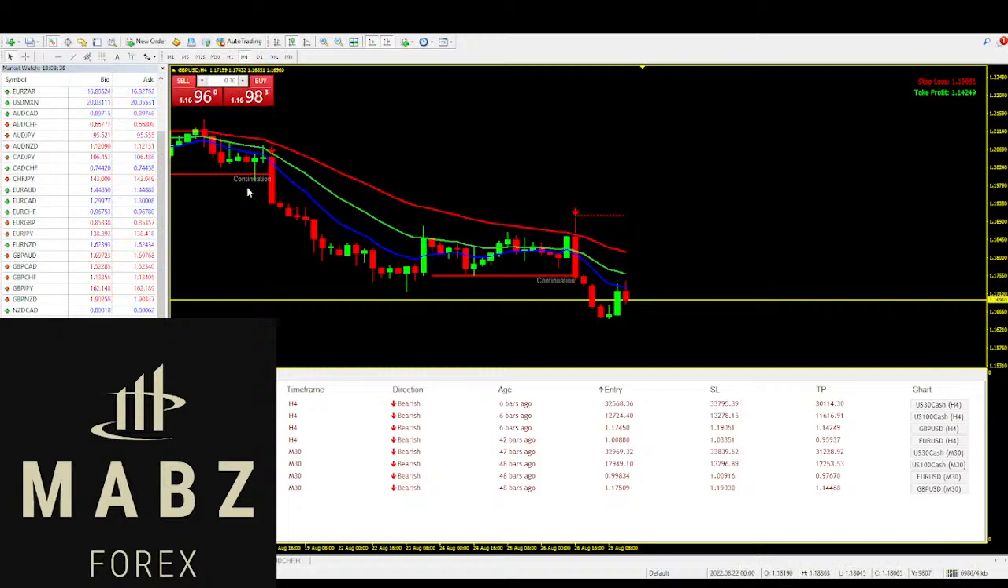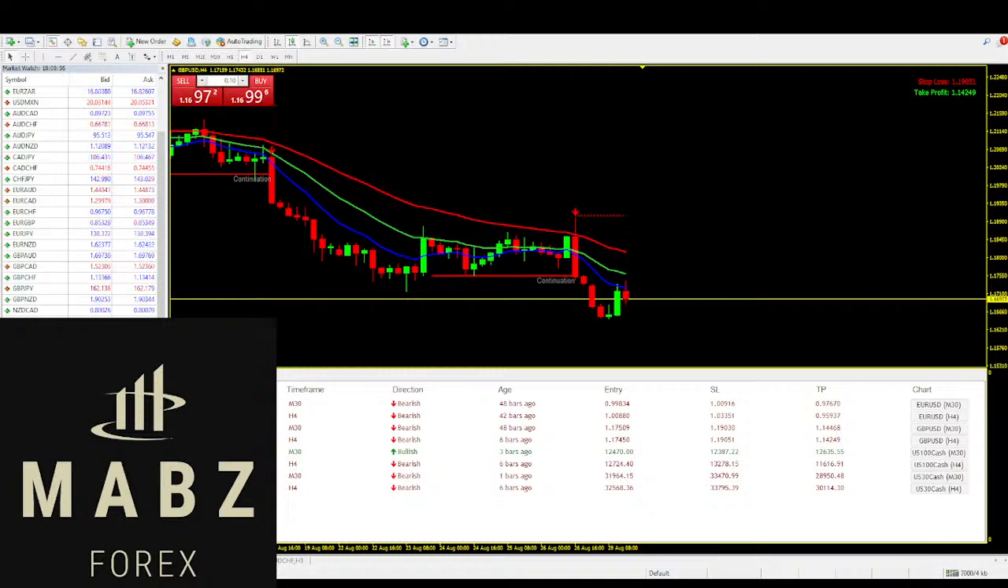US 100 cash. All right, almost ready to start, guys. It's a bit slow, or maybe I'm a bit slow, I don't know. But we're almost ready to start. Let me just change something in the settings. Okay, now we're good to go.